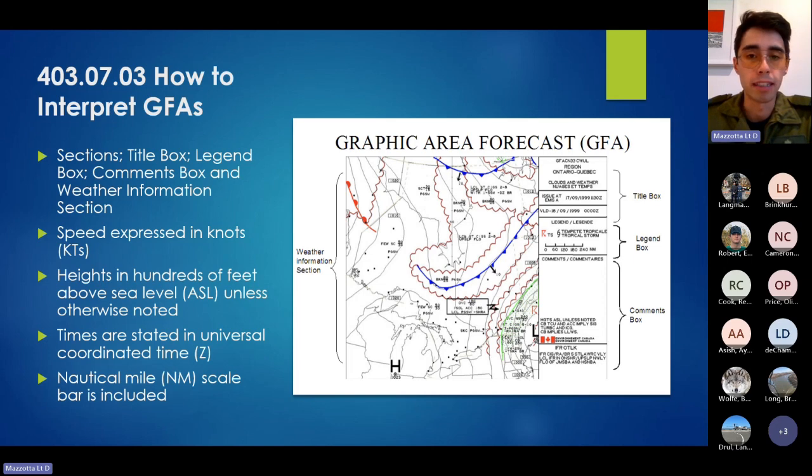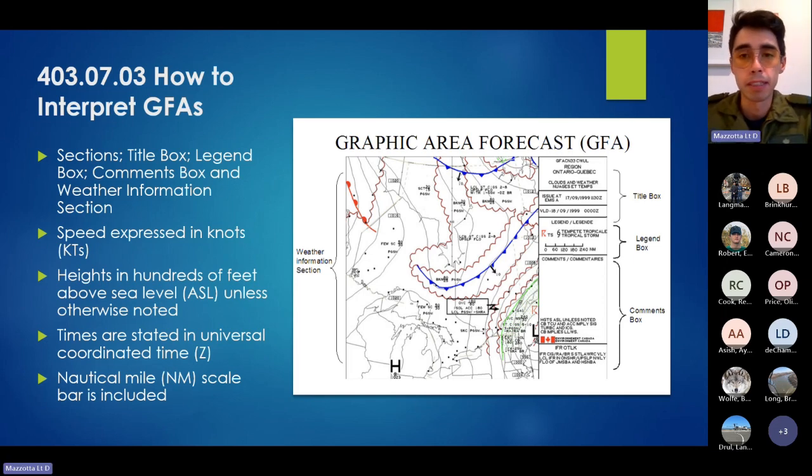Next, underneath it you would have the legend box, which has different symbols that you might see on the GFA, as well as a nautical mile scale bar. And then beneath that is the comment box. In this one, you'll see different weather information that's still relevant, but is almost too big to fit on the GFA itself. We'll go over what that looks like in a couple of slides, and I'll actually take you to the CFPS website where you can look for them as well.